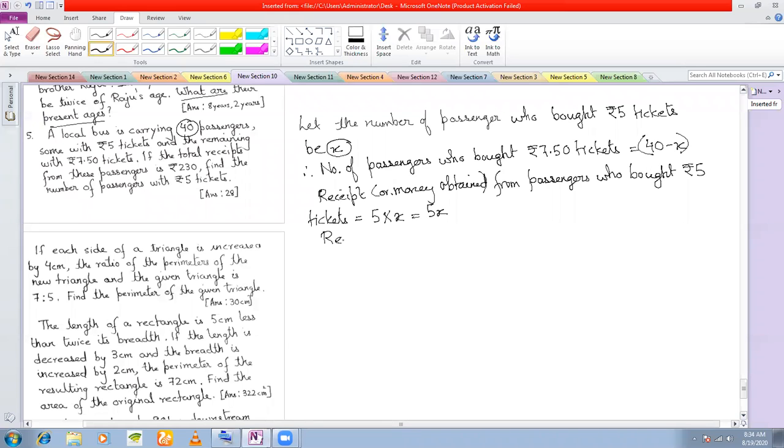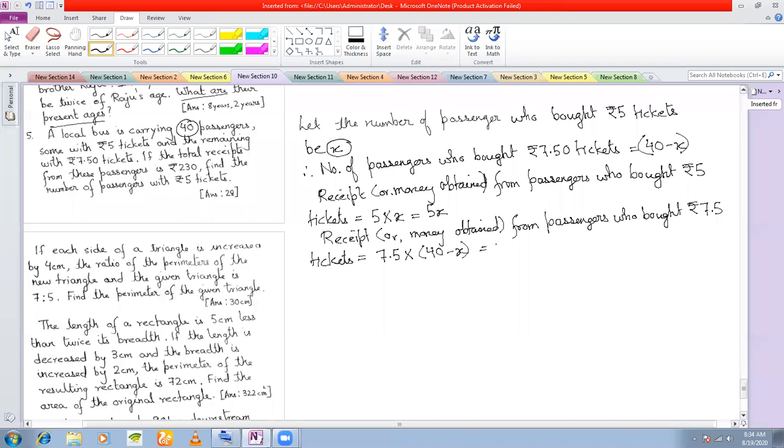Receipt of money obtained from passengers who bought 7.5 rupee tickets is equal to 7.5 into how many are buying 7.5? 40 minus x. You can write this as 7.5 into 40 minus x.